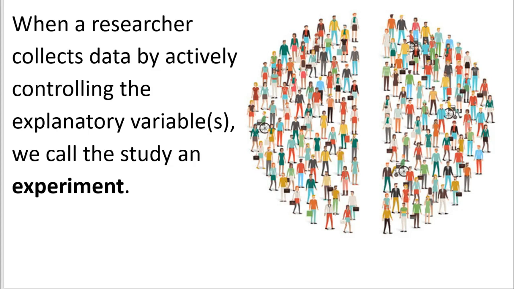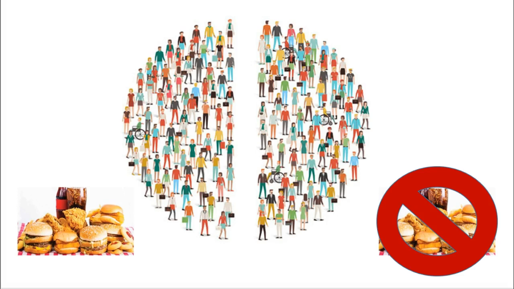So, for example, we may have a population of people that we split into two groups. We would assign one of the groups to eat nothing but fast food, and the other group to eat no fast food at all. So in this case, the two different experimental conditions, or the treatments, would be to only eat fast food or to eat no fast food.